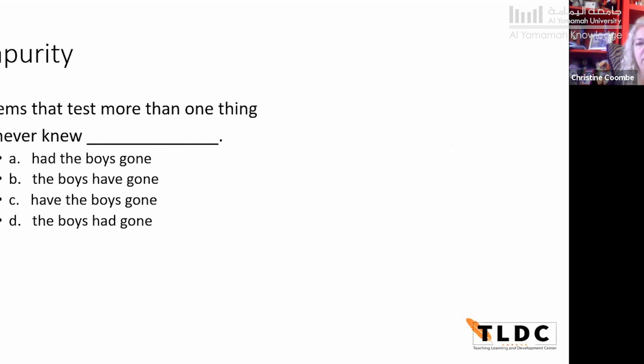Impure test items are items that test more than one thing. Here, I'm going to let you look at this and try to figure out what two things the person is testing. Okay, one minute.